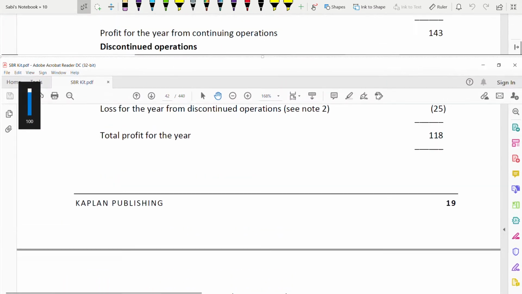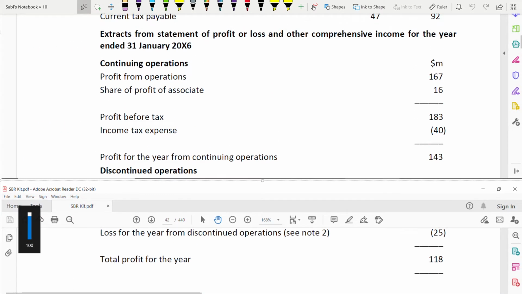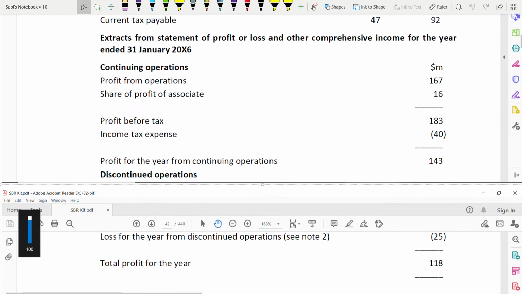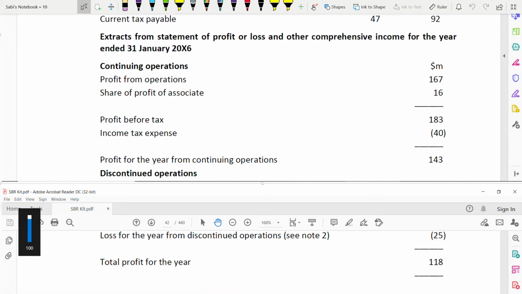As you can see, under other comprehensive income, we have discontinued operations and continuing operations, which is new in this question. It was not seen in the previous 9 questions. The two operations are divided. So for continuing, we have profit from operations, share of profit of associate, income tax, and all. And coming to the discontinued operations, we have a loss.